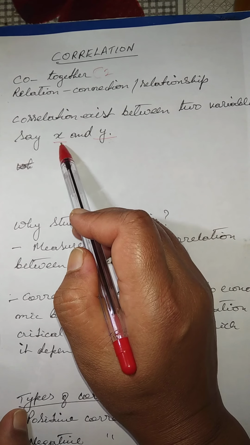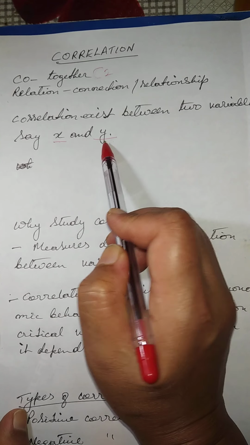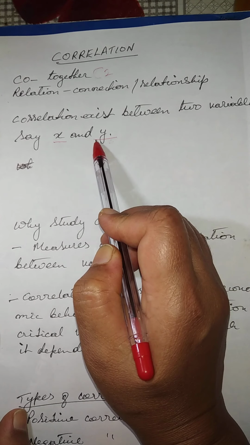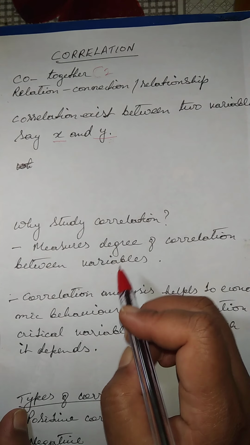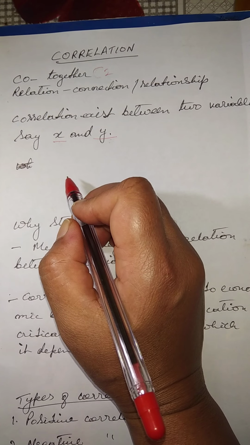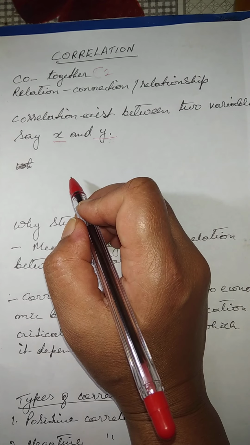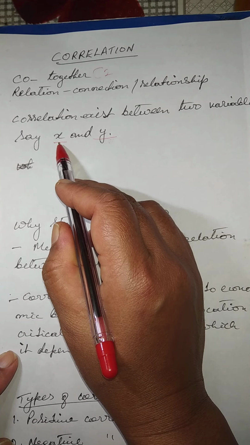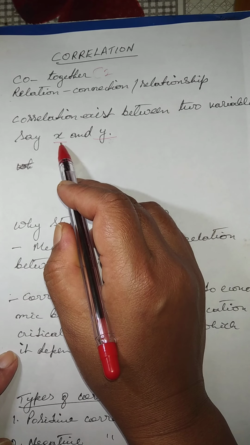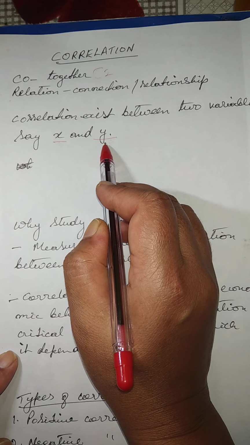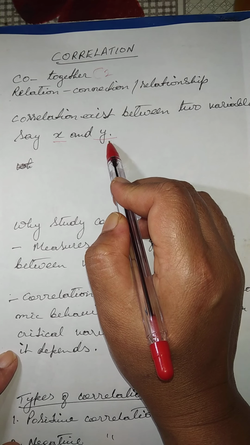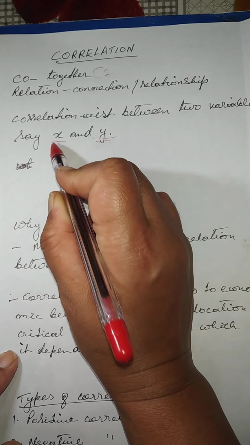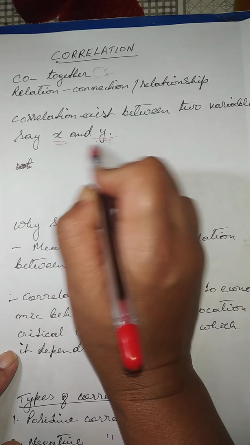That means if x changes, you will see that y will also change. If x changes, it is accompanied by a change in y. Got it? So here you can see that if x increases, it will be accompanied by an increase in the value of y. Okay, why is there a change in y? Due to the change in x, because these two variables are connected.